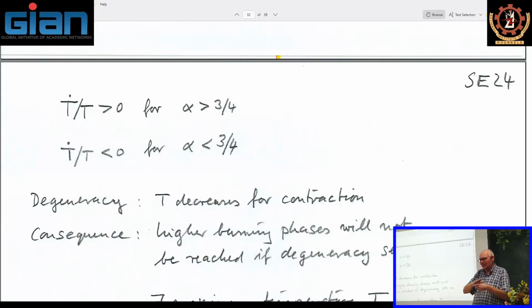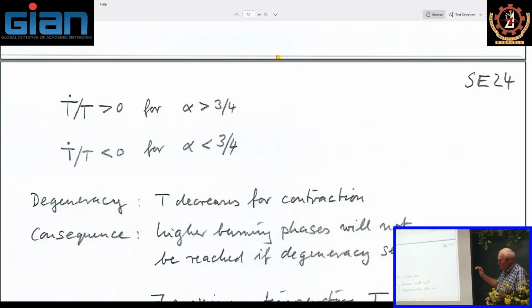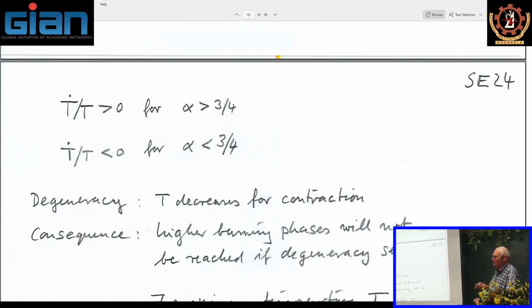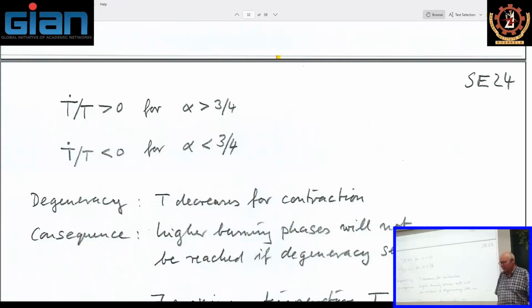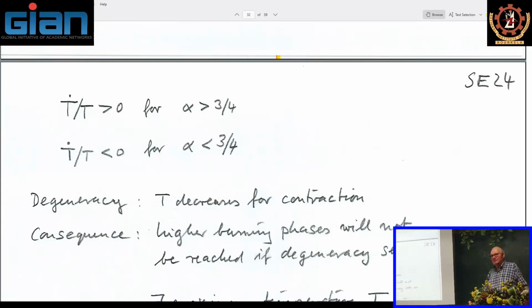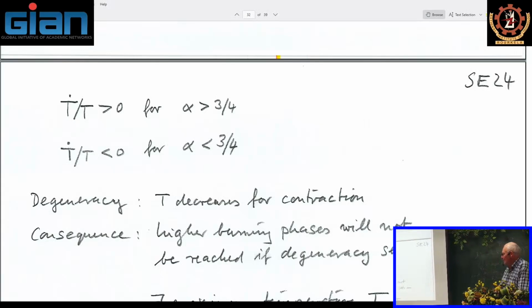It is responsible for the fact that all stars, or at least some stars, I will comment in a minute, will reach a maximum temperature and may only undergo several burning stages, and the later burning stages cannot be achieved because the temperature maximum is reached before the next burning stage will be ignited. Okay. So the higher burning phases will not be reached if degeneracy sets in before that.